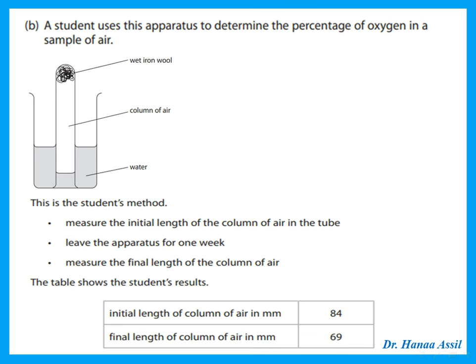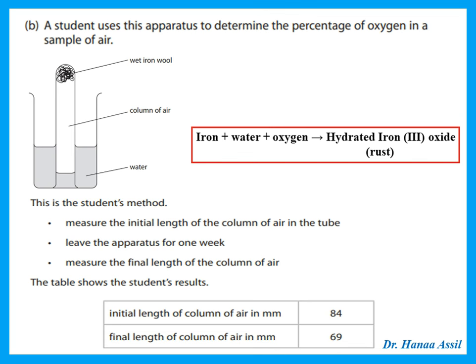A student uses this apparatus to determine the percentage of oxygen in a sample of air. This is the student's method. Measure the initial length of the column of air in the tube. Leave the apparatus for 1 week. Measure the final length of the column of air. So what is happening in this tube? You can see that we have iron wool, and the iron wool is wet, so it has water. And it is exposed to air, so it has oxygen. And when you have iron with water with oxygen, the iron rusts. So it changes into hydrated iron 3 oxide. This is the name of rust.